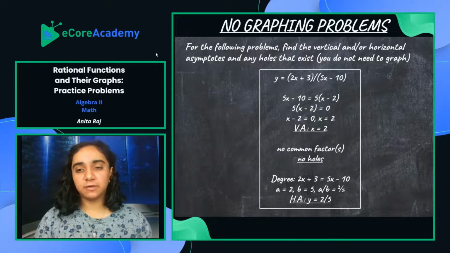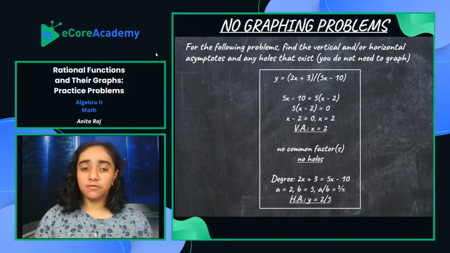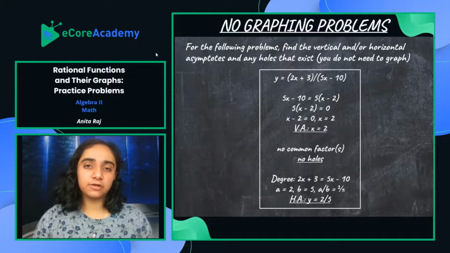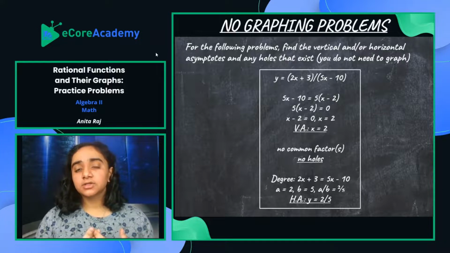x. So we're going to divide both sides by 5, and 0 divided by 5 is 0. So then we end up getting x minus 2 equals 0. To get x by itself, we add 2 to both sides, and we find that our vertical asymptote is x equals 2. So what about holes?